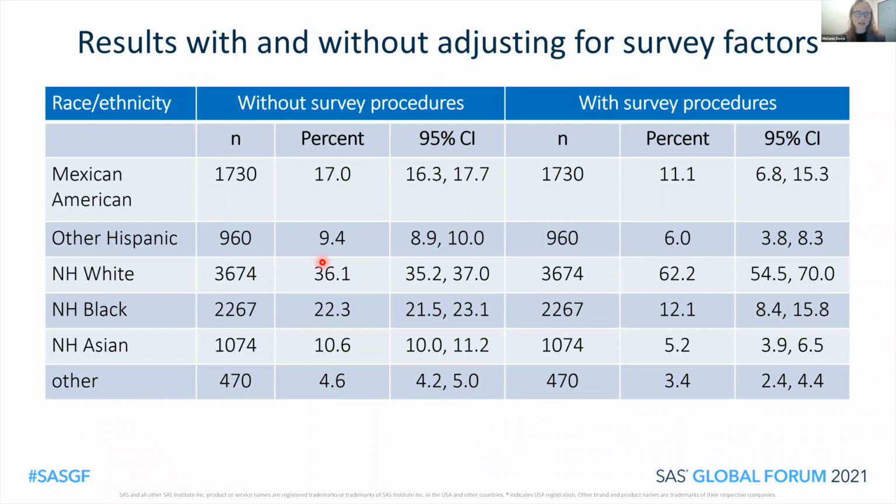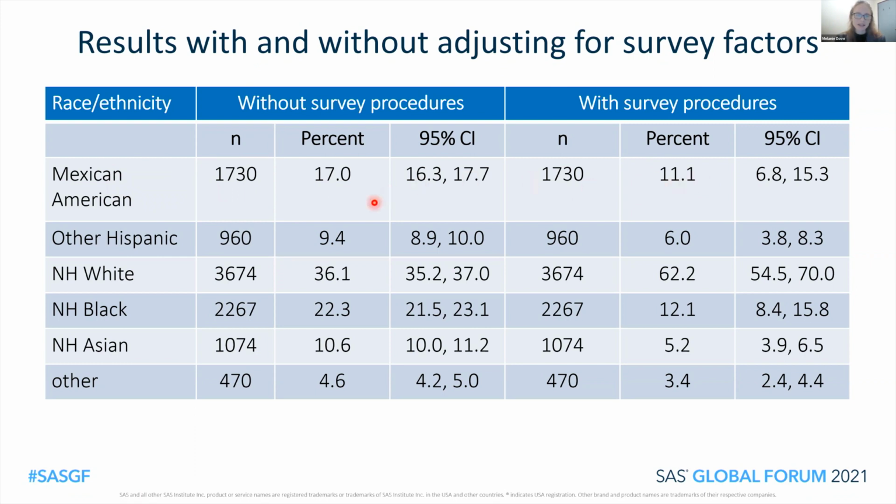So here we have a chart looking at the results, first without survey procedures and then with survey procedures. We can see that the sample size for each category is the same in both cases. However, the percents and the 95% confidence intervals are different. If we look at the first row, if we don't use survey procedures, we estimate 17% of our sample is Mexican American. With survey procedures, this estimate is 11.1%.